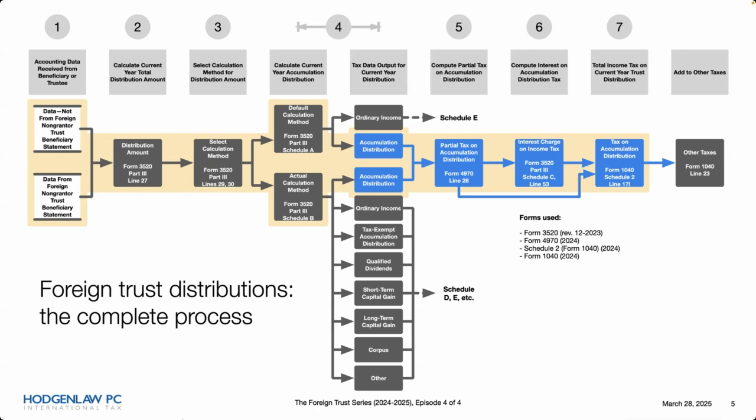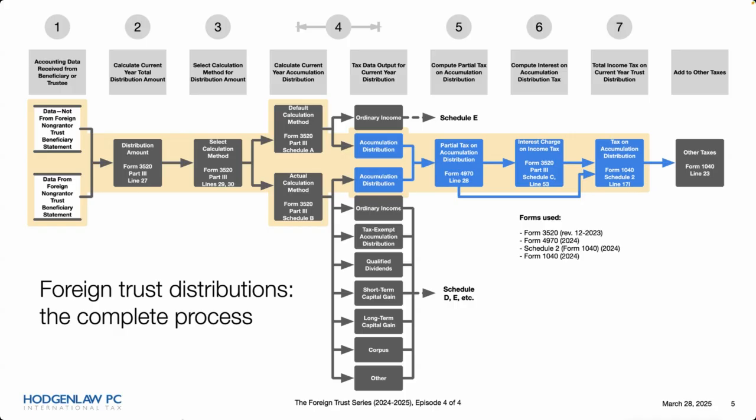So this is where we're going. You can see we start with step 1. You're going to get some data either from the trustee or the beneficiary. It's going to be on a foreign non-grantor trust beneficiary statement. We'll talk about what that is. Step 2, you're going to figure out how much the distribution is. And it's not just, well, they sent me a wire worth $100,000. There are other ways that the trust can be deemed to make a distribution to a beneficiary. We'll talk about that. Once you've figured that out, we're going to select, as step 3, the calculation method.